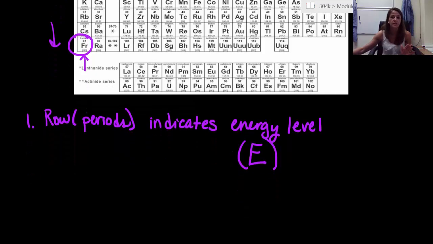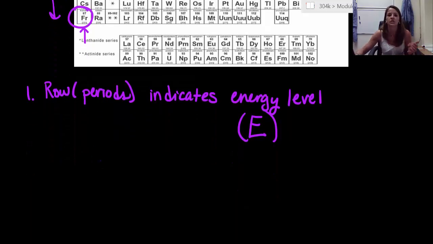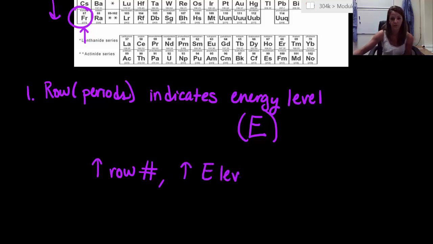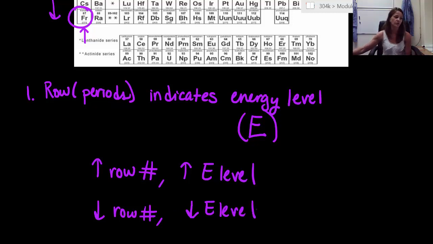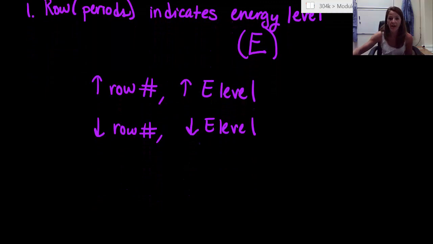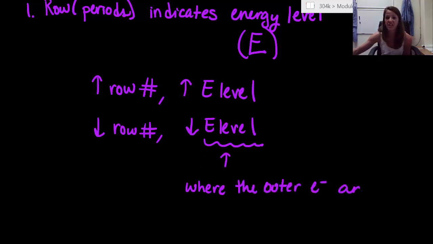Just in case that wasn't clear, let's write out a little policy here. If you have a high row number, so 4, 5, 6, that means you have a high energy level. If you have a low row number, so 1, 2, 3, that means you have a low energy level. This also means that your electrons are very, very close to the nucleus. Whenever we talk about energy level, E level, it's just saying where the outer electrons are. It gives you a location.